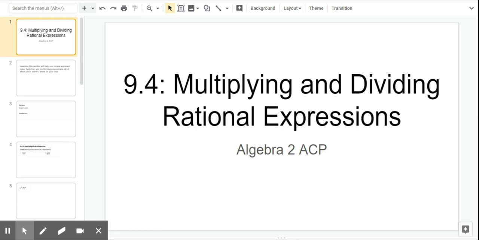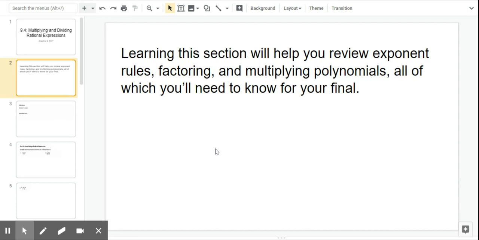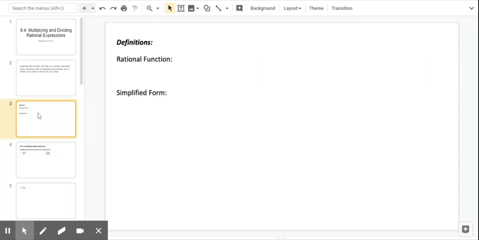Okay, let's take notes in section 9.4, which is on multiplying and dividing rational expressions. I like this section because it'll help us review a lot of what we did this semester. It'll help us review exponent rules, factoring, and multiplying polynomials, which you'll all need to know for your final. So first, let's define a rational function.